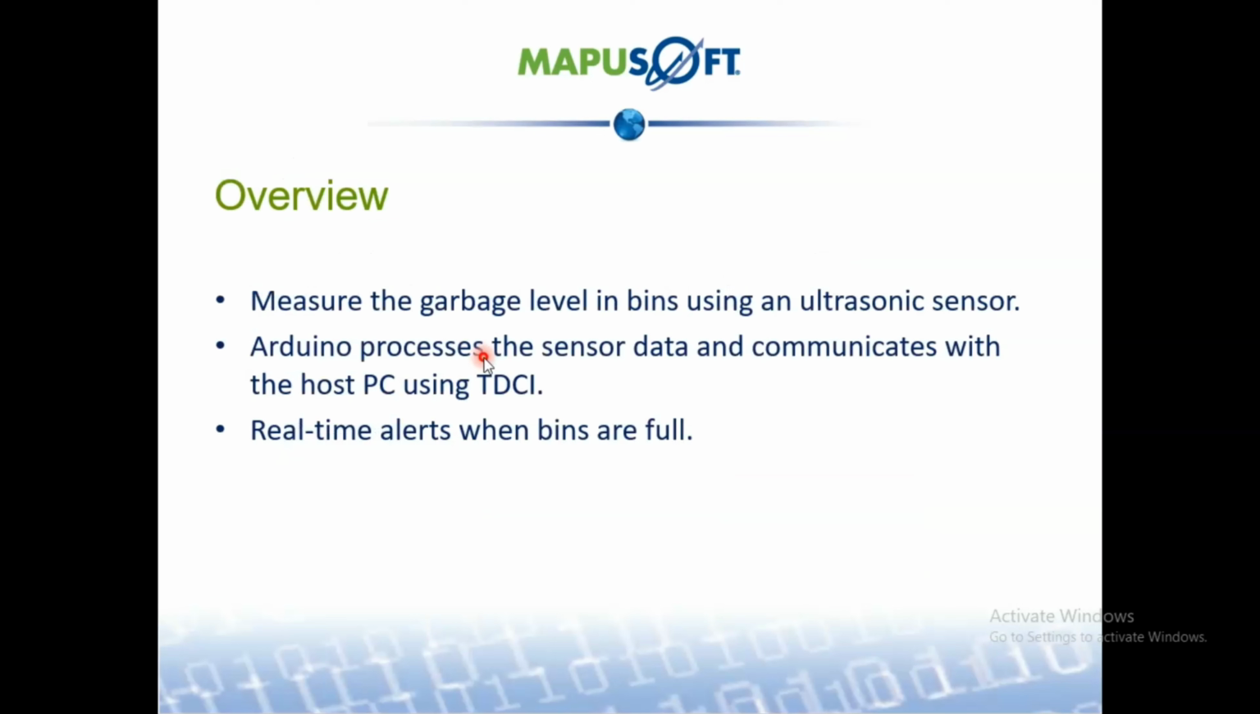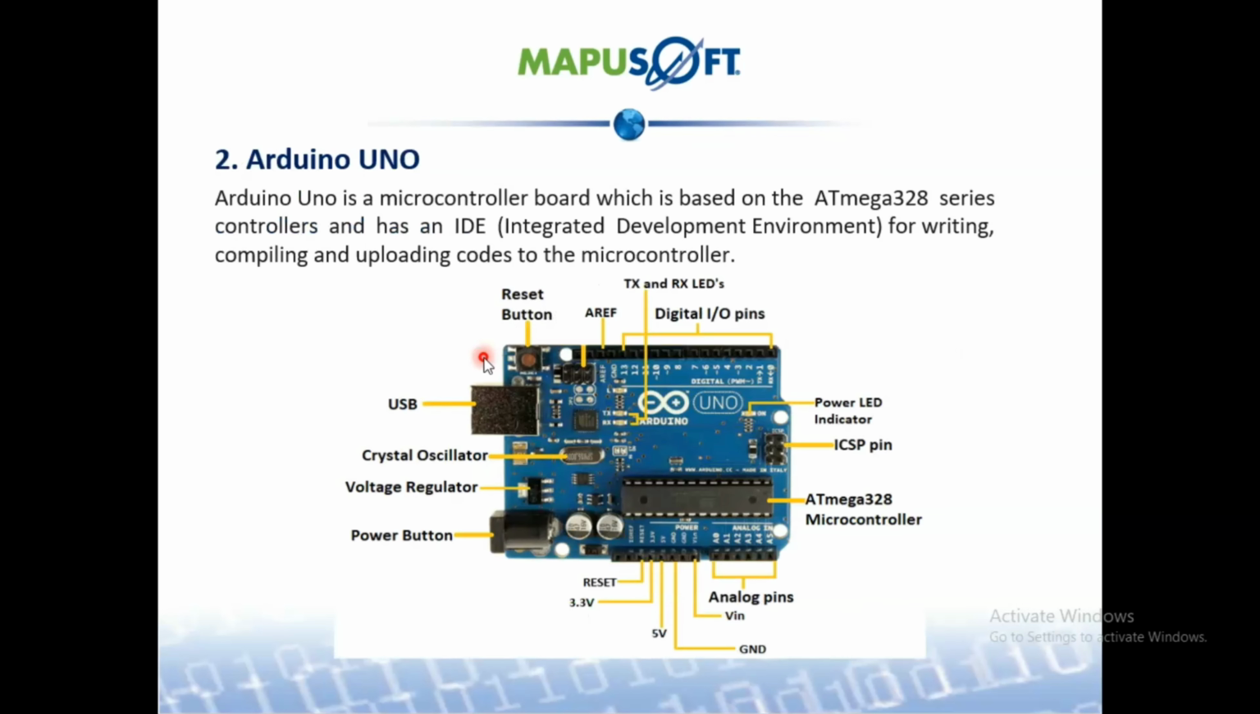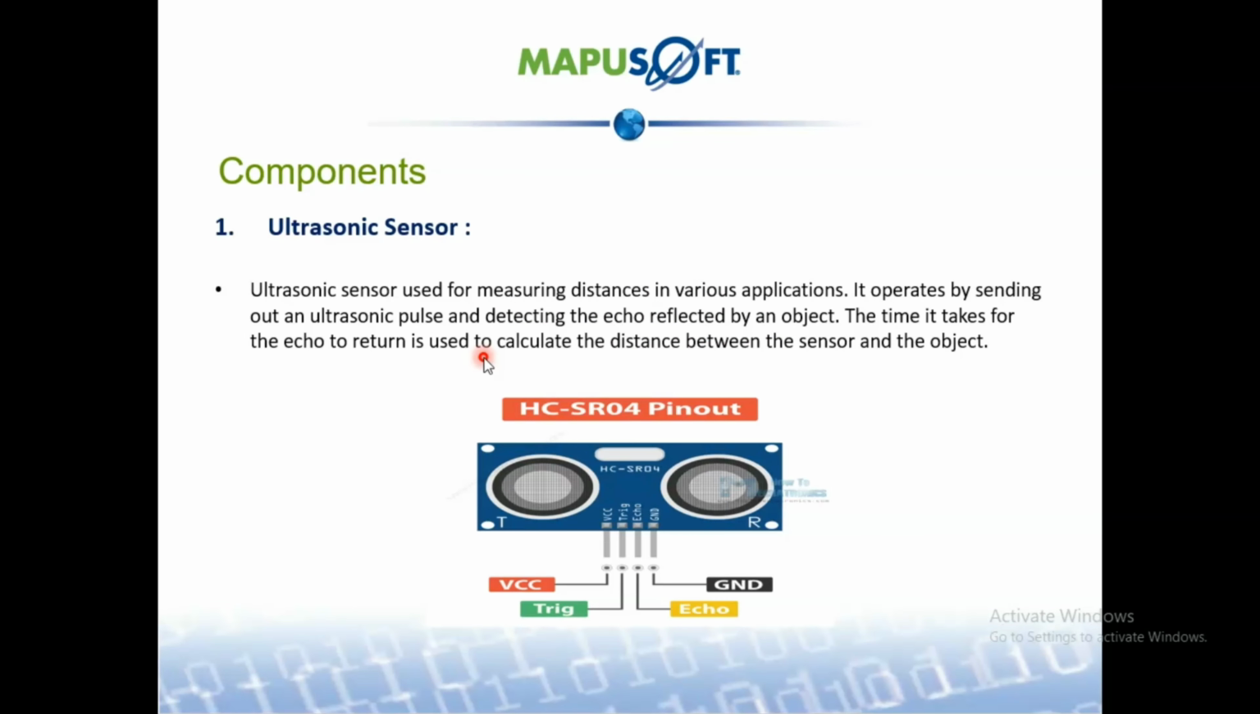Coming to the overview of this project, we are going to measure the garbage level, and the Arduino is the one processing the sensor data using TDCA, and then sending the response to the host, and then we are getting real-time data. The components we are using here are an ultrasonic sensor, an Arduino Uno, and an LED. So let's see how the system works.